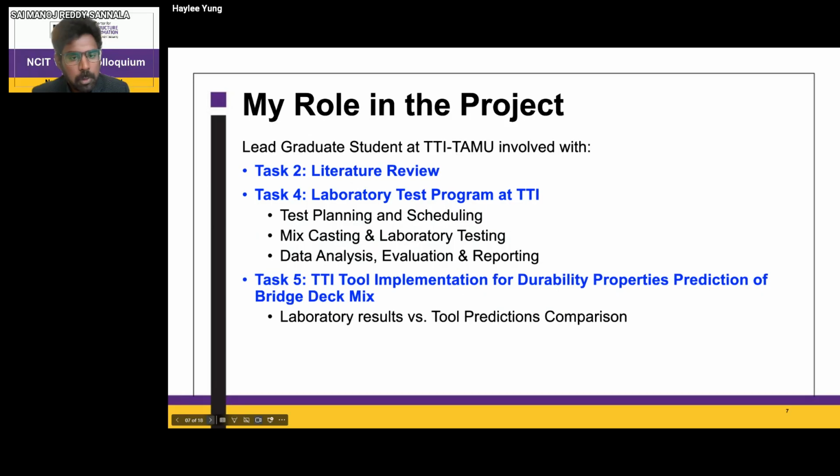My current role here is testing the laboratory techniques, including testing planning, scheduling, mix casting, laboratory testing, assessing the data, and evaluating and reporting. And Task 5 consists of the TTI tool implementation for durability property prediction of bridge mixes, where the results from the laboratory tests are analyzed with respect to the tool to develop the prediction output, and reduce the gap between the results of both laboratory tests and the prediction model. Next slide.